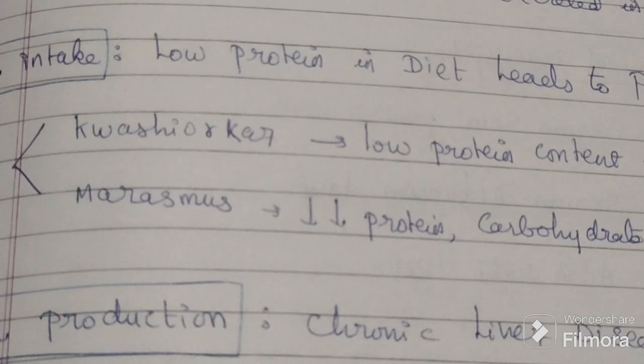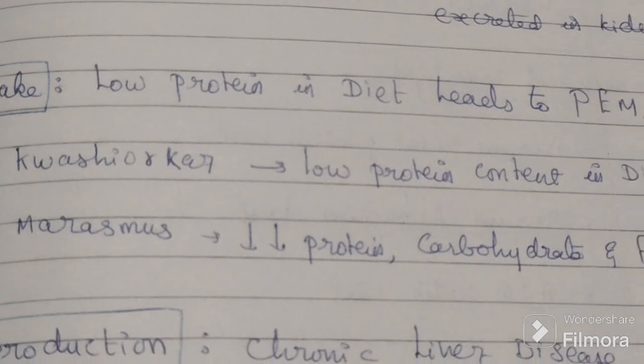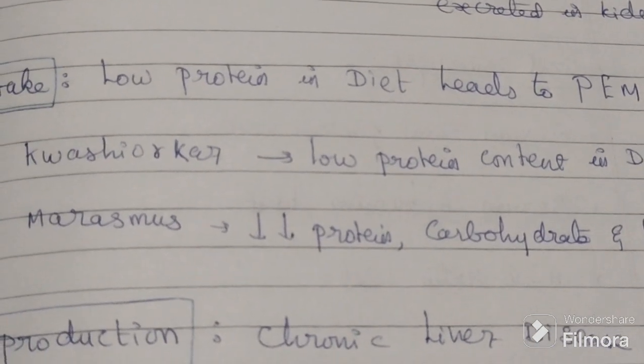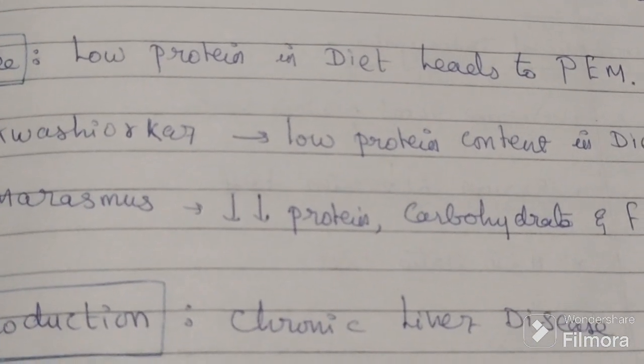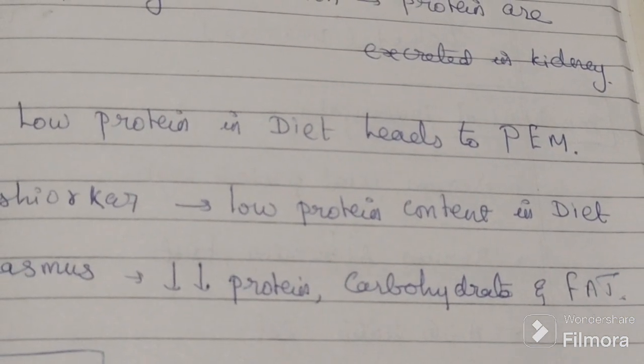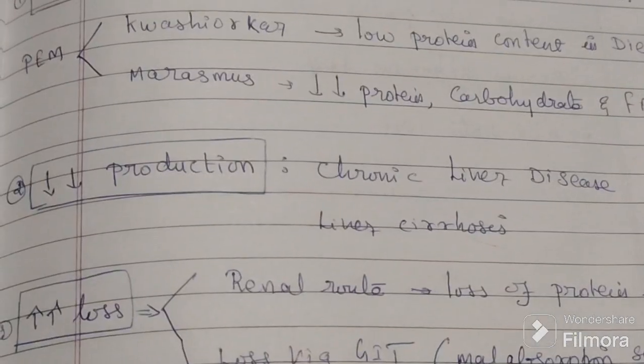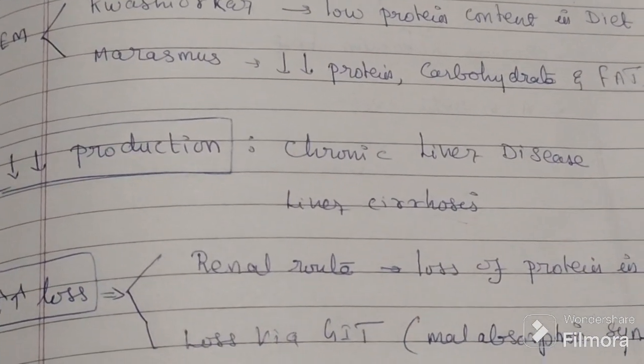Protein energy malnutrition is of two types, kwashiorkor and marasmus. What happens in kwashiorkor? Low protein content in diet. In case of marasmus, there is a deficiency of protein, fat and carbohydrate. This will cause hypoproteinemia.